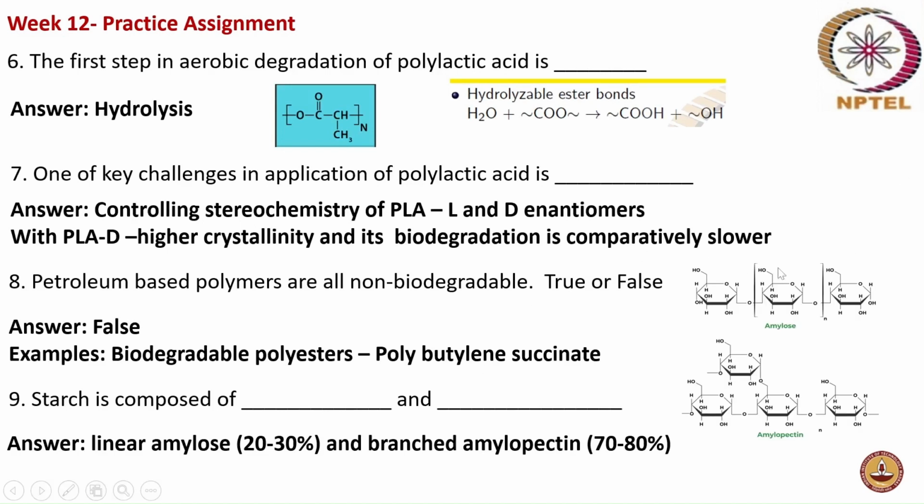So this is the structure of amylose. You could see the chain is very linear, whereas in case of amylopectin, you have a branching. Okay. So this is the composition of starch, where 20 to 30% of starch is made up of amylose, and the remaining 70 to 80% is made up of amylopectin.